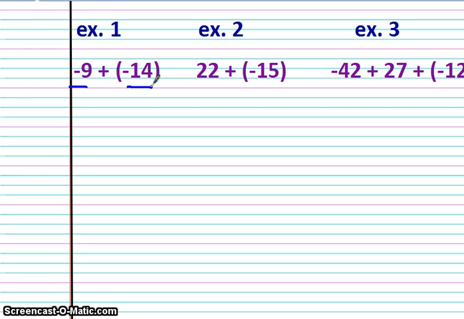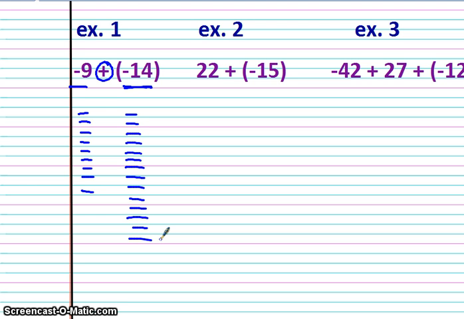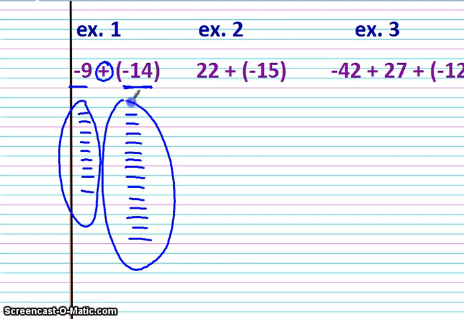You can do this, and it's pretty tedious, but 1, 2, 3, 4, 5, 6, 7, 8, 9. And we're combining that with 14 more negatives. Now this is different from the zero pairs. Since we have 9 negatives here and 14 negatives here, we're just going to put that all together. And guess what? We're going to have 23 negatives.